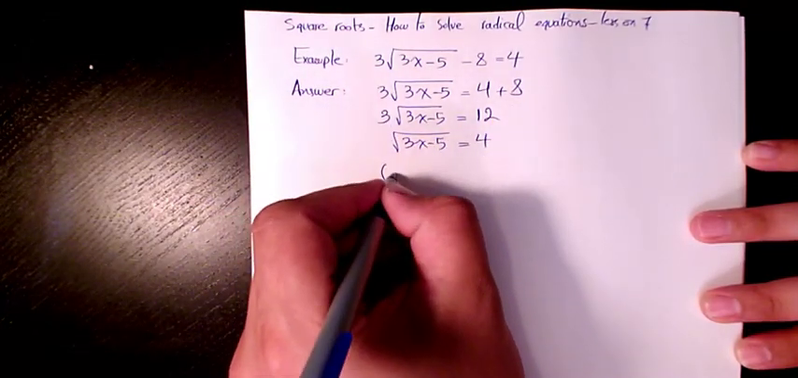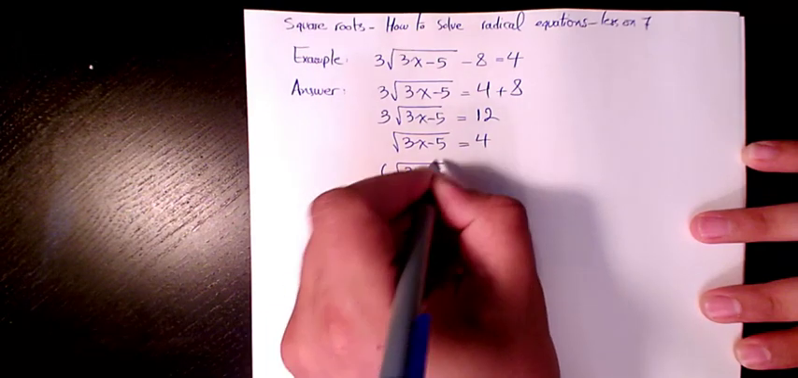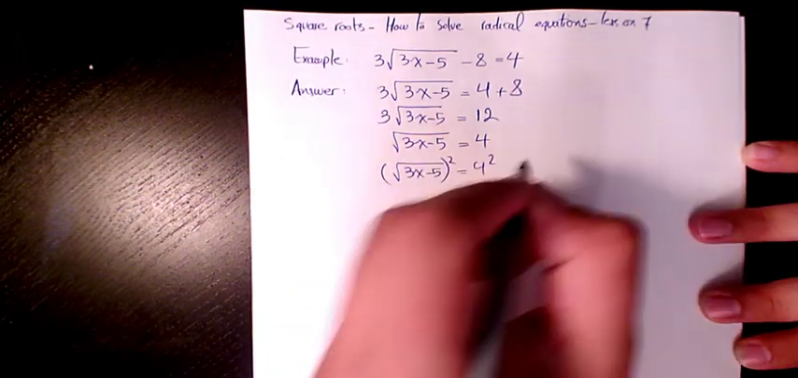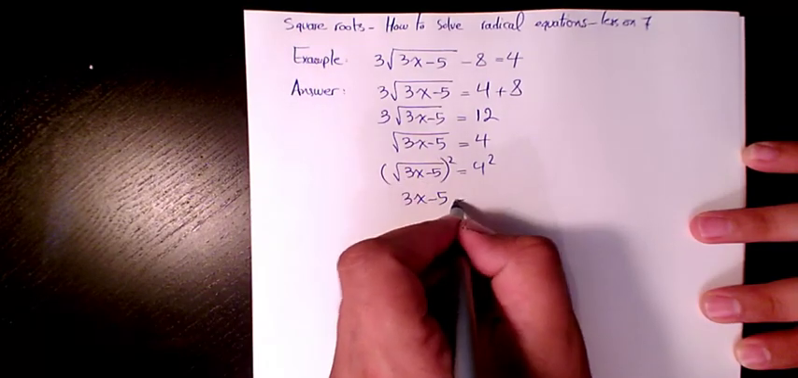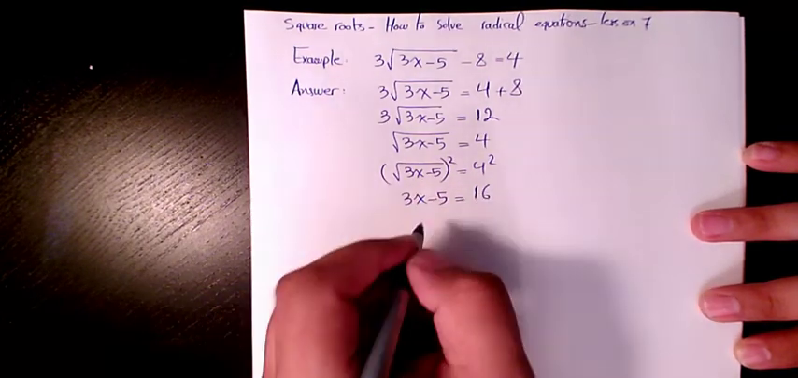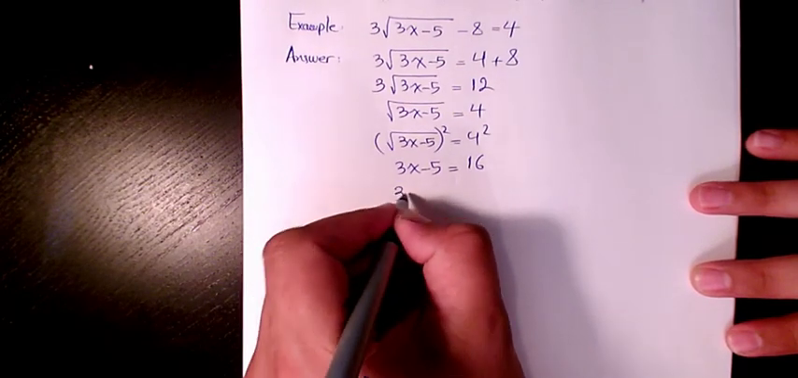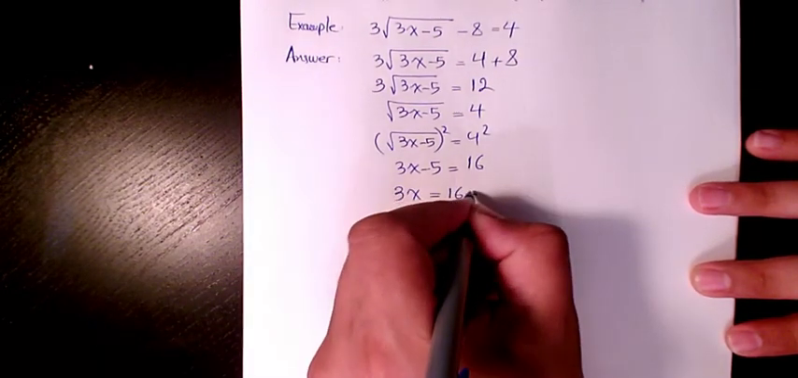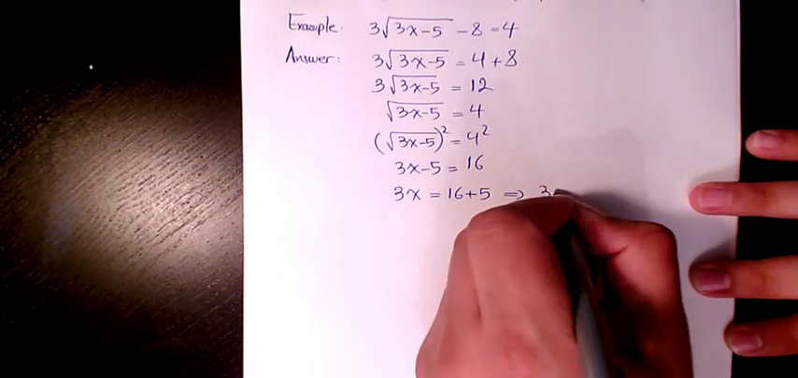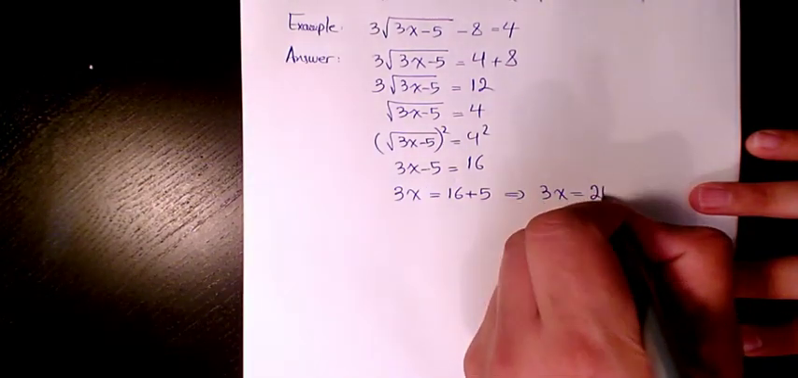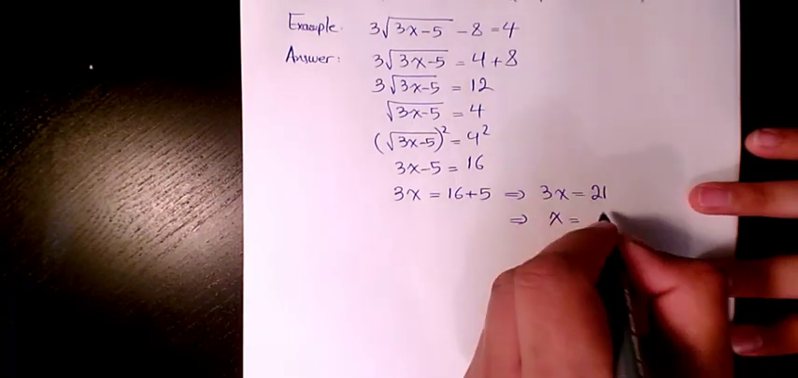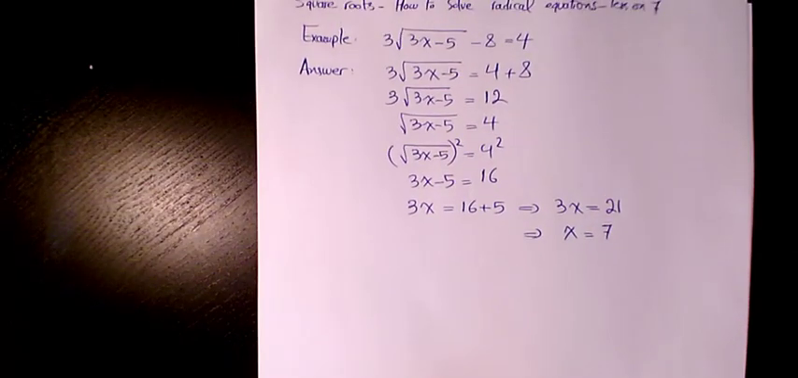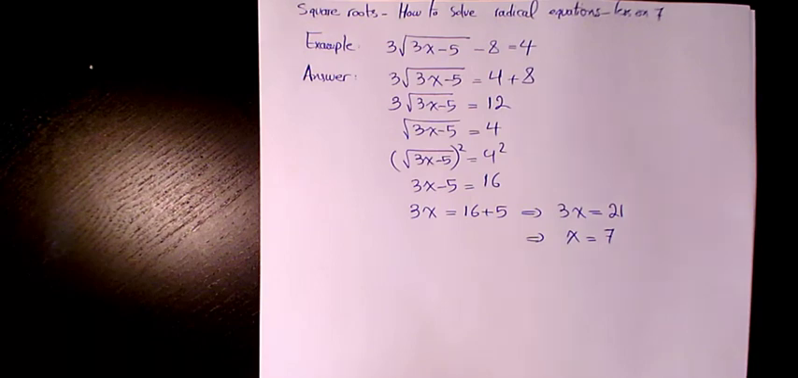And then I square both sides of this equation. It's going to be 3x minus 5, as the square and square root cancel out. 4 squared is 16, so I have 3x equals 16 plus 5. Then it's going to be 3x equals 21, and then you divide both sides by 3 to get 7. This is the final answer.